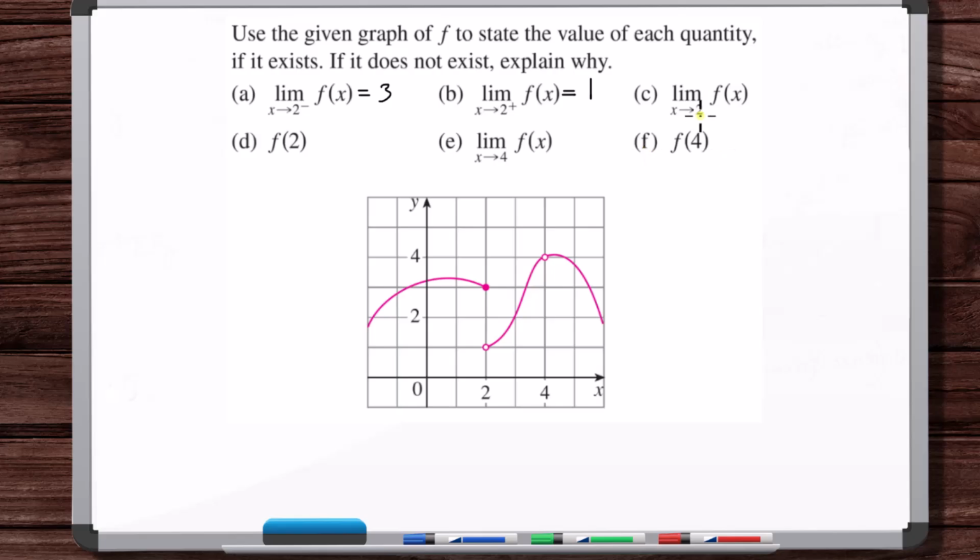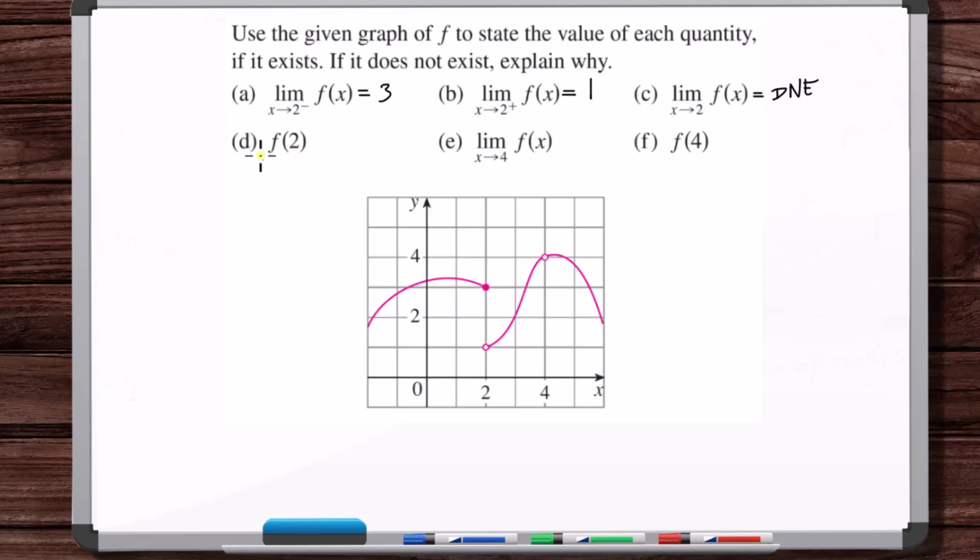Okay? Now, what about the limit as x approaches 2 in general? So this is not a one-sided limit. In order for a limit to exist in general, you need to be approaching the same output value coming from both sides of the input that's specified. And in this case, we're not. Coming from the left, this is approaching 3. Coming from the right of 2, the function is approaching 1. So there's not this single unique value, so this limit does not exist.